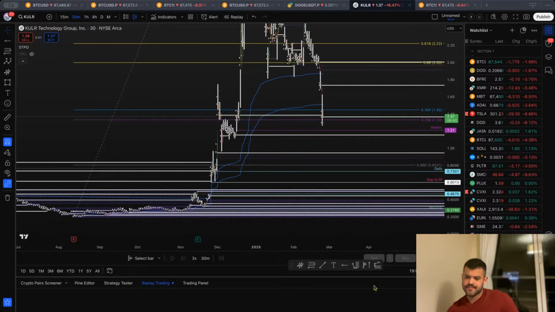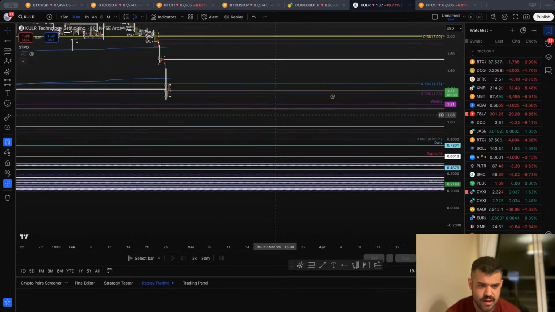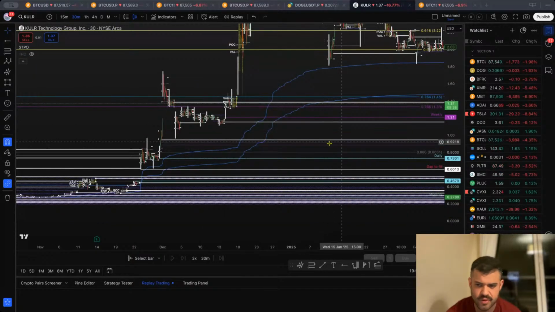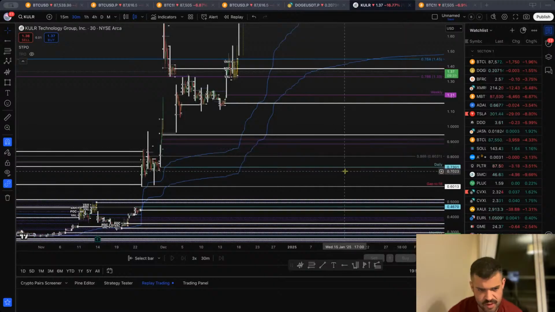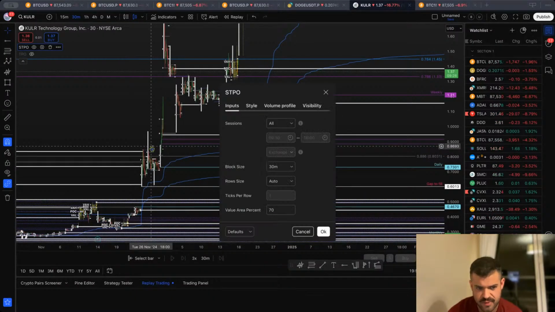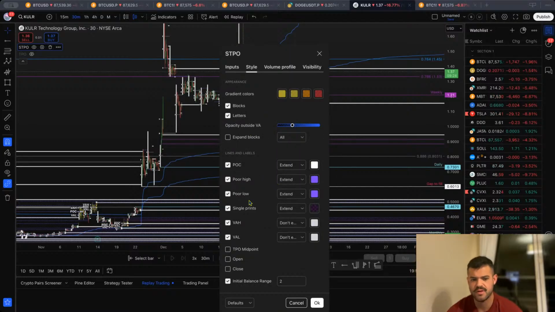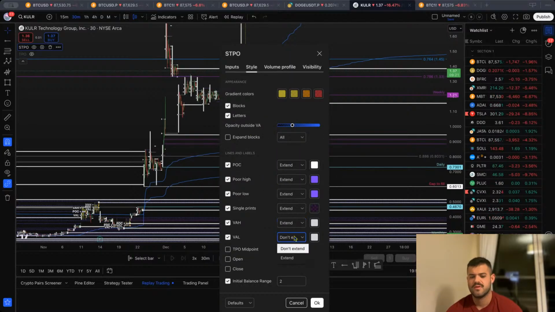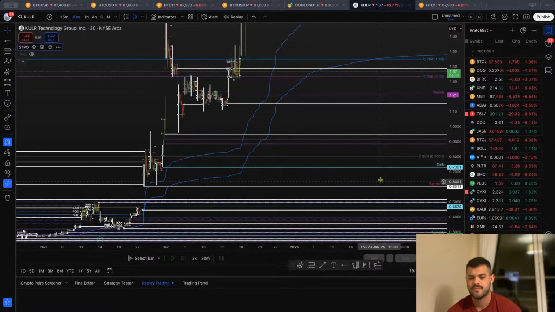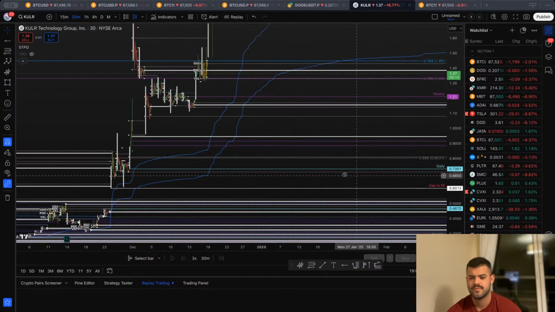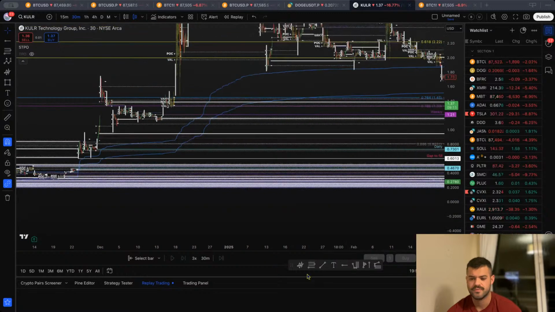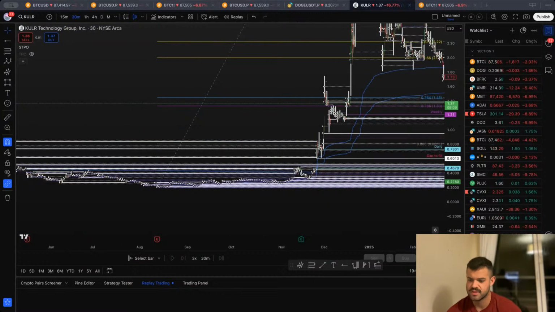Anything coming in there at the daily, 70/73, anything coming in? Anything coming in here? You got some single prints here. You got the daily. So yeah, not really much. If I extend the value area low and the value area high, extend, it's going to look messy now. Okay. So yes, we do have something at 70 now.